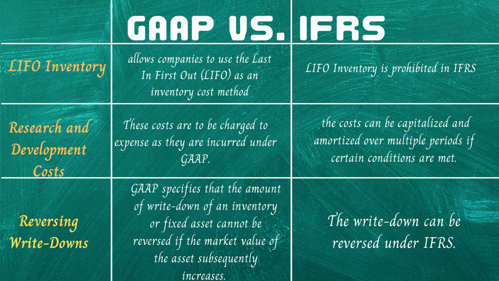Now, in research and development cost, these costs are to be charged to expense as they are incurred under GAAP. Under IFRS, the cost can be capitalized and amortized over multiple periods if certain conditions are met. And lastly, in reversing write-downs, GAAP specifies that the amount of write-down of an inventory or fixed asset cannot be reversed if the market value of the asset subsequently increases. The write-down can be reversed under IFRS.